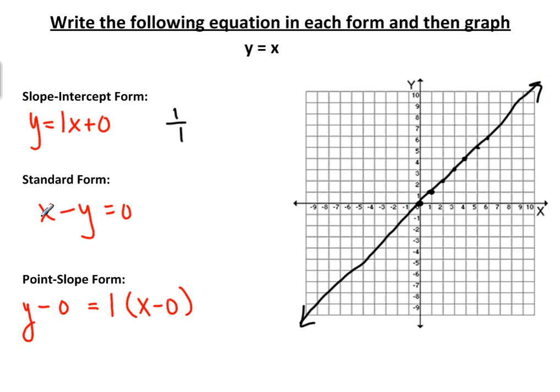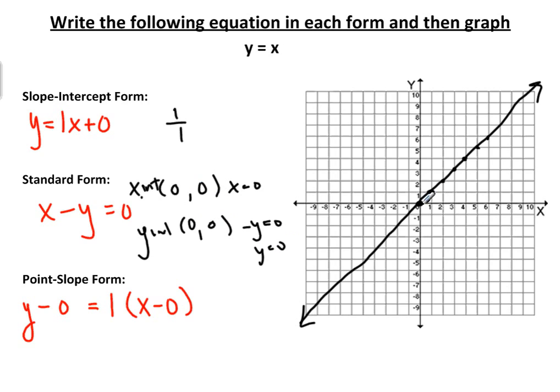In standard form, let's show how this works the same way. If I want to find my x-intercept and y-intercept, for my x-intercept, I'm going to substitute in a 0 for y. If I substitute a 0 for y, I get x equals 0. If I want to find my y-intercept, I'm going to put 0 in for x. If I substitute 0 in for x, I get negative y equals 0, which means y equals 0. And that is true. My x-intercept and my y-intercept were right here at 0.